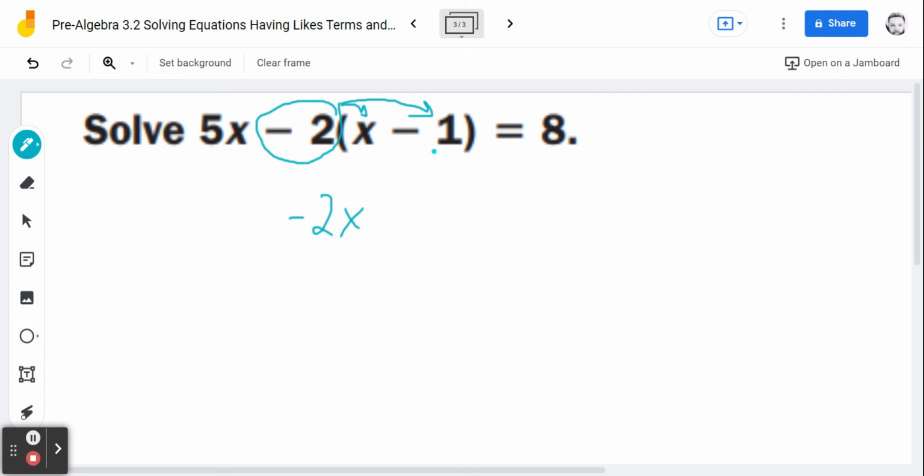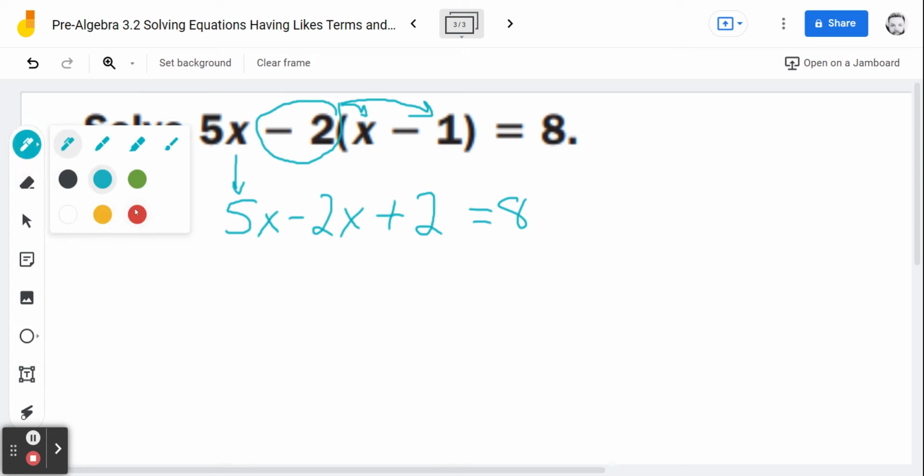No. Negative times a negative is a +2. Why did I make a big deal out of that? Because I want you to know it's +2, not -2. This is still equals 8, and this 5x you just drop down, 5x. All right. Now we combine like terms.